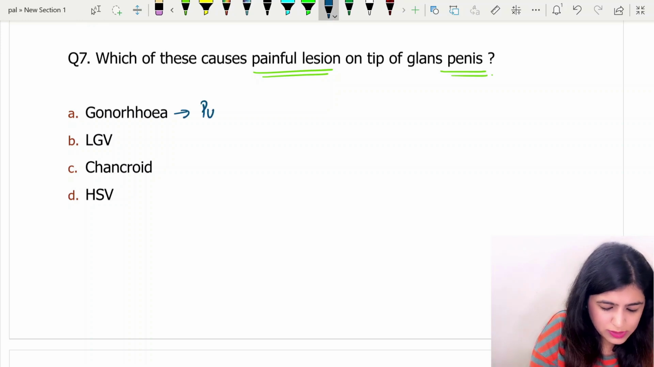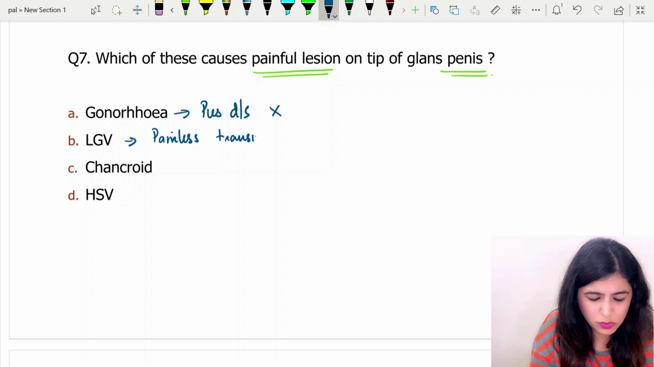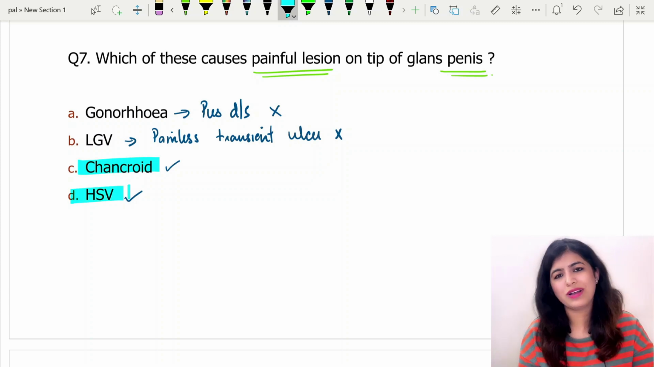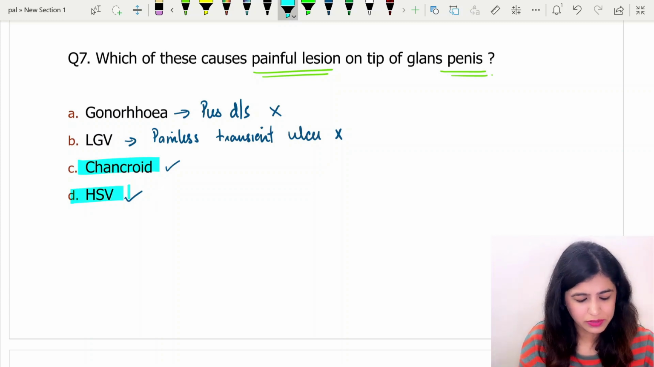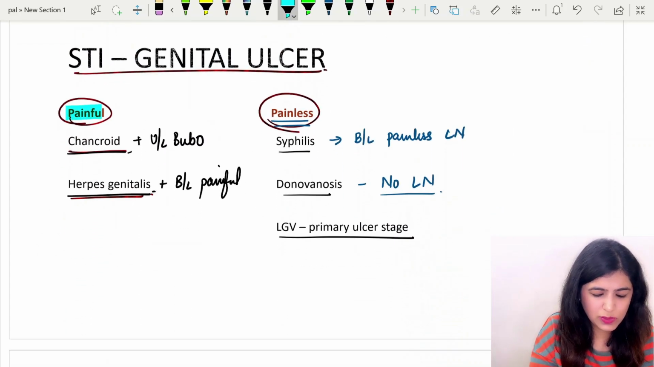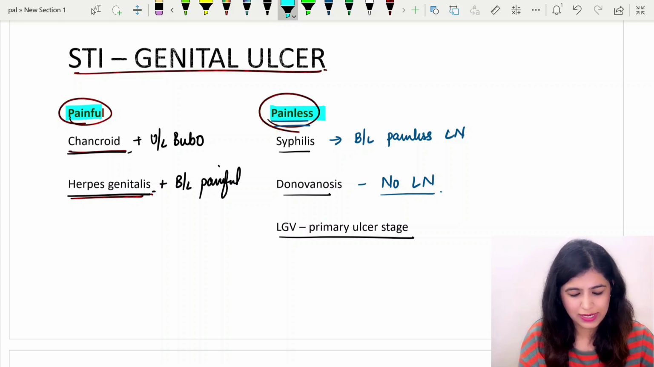Gonorrhea will cause just a pus discharge. So this is not the answer. LGV causes painless transient ulcer. Patient doesn't even notice it. So this is not the answer. Chancroid, definitely painful. Herpes, definitely painful. So this was a multiple choice question with two answers: chancroid and herpes simplex virus. Clear to everyone the differences between painful and painless causes of a STI genital ulcer.